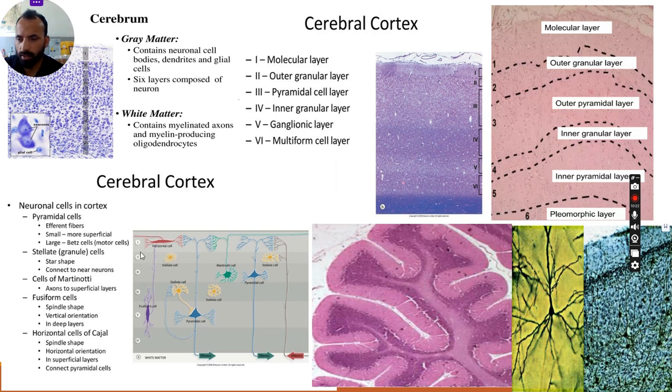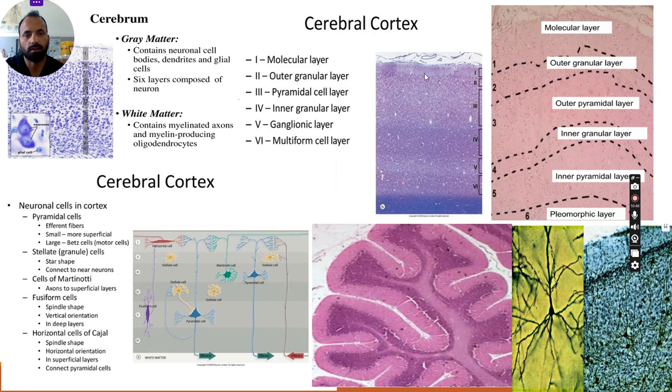So accordingly you can name the layers. Layer first will be having the horizontal cells plus the axons of the Martinotti cells. Layer 2 will be mostly having the satellite cells. Layer 3 will be having satellite cells plus some small pyramidal cells. Layer 4 will be having the satellite cells and the axons of the other cells. Layer 5 will be the fusiform pyramidal, and layer 6 will be more of the fusiform cells.